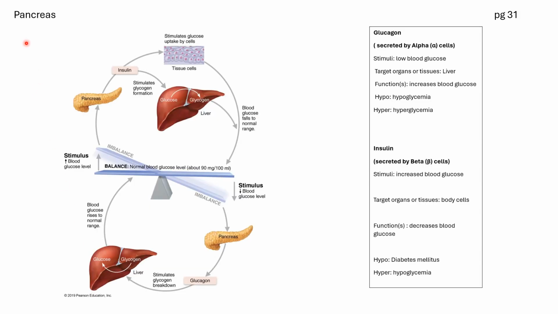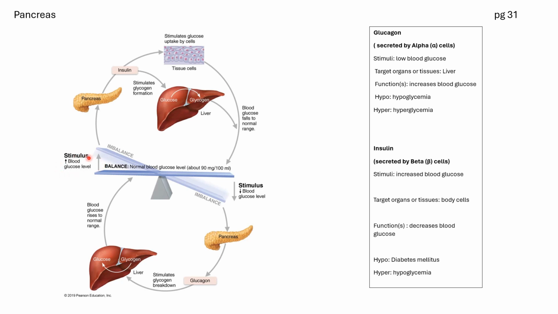Now, let's come to the pancreas. This is our pancreas. It is present in the abdomen. Let me remind you, it has an exocrine part and an endocrine part. The endocrine part is the islets of Langerhans. Islets of Langerhans have two types of cells, the alpha cells, which secrete glucagon, and beta cells, which secrete insulin. Both of these types of cells are present in the islets of Langerhans. They make the endocrine portion of the pancreas.